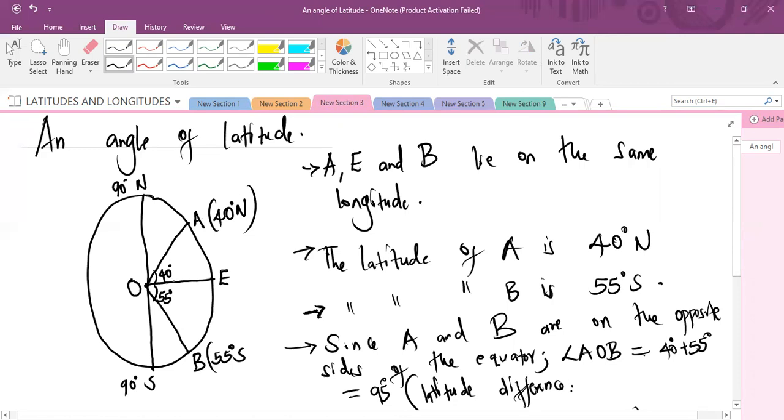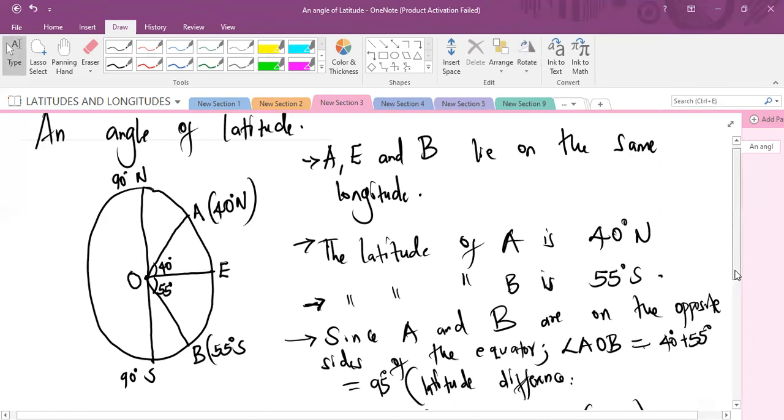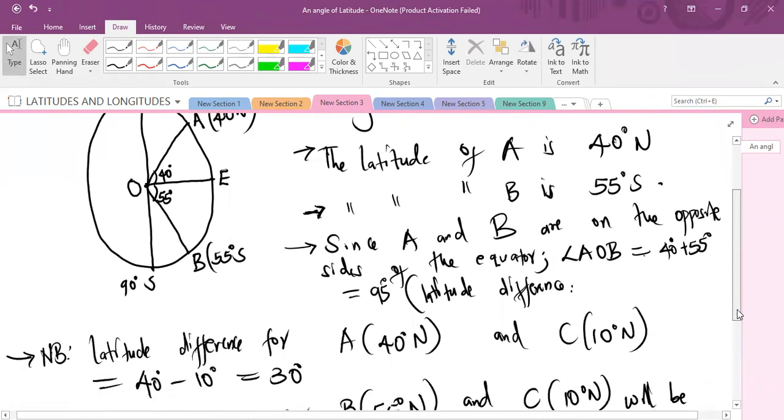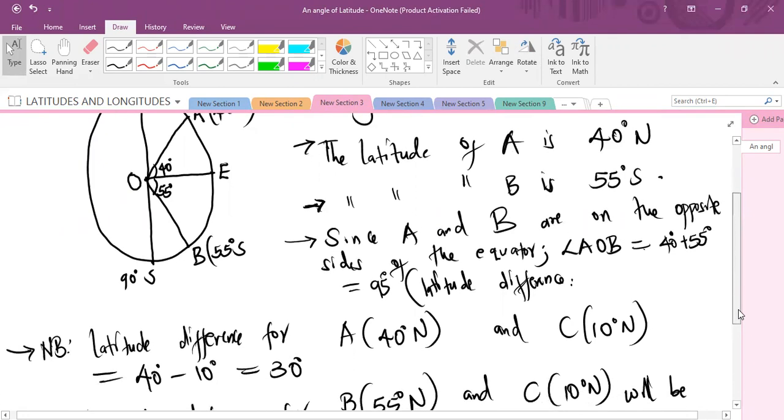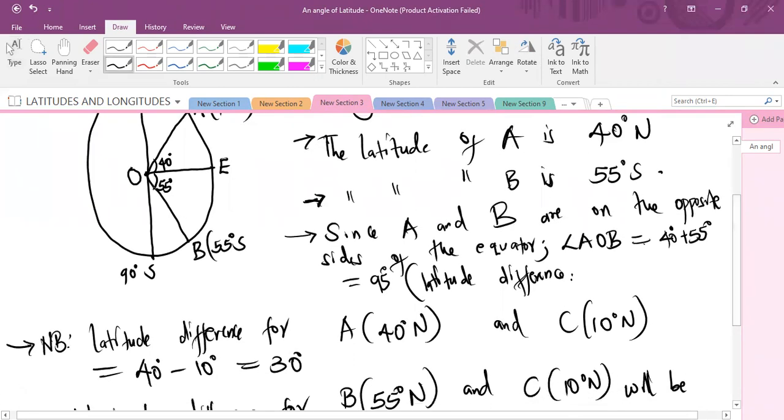So if you're getting the latitude difference of two points which are on opposite sides of the equator, one on the north, the other on the south, then we get the angle by adding them. Now, let's say we want to get the latitude difference for a point which is 40 degrees north and another one which is 10 degrees north. So let's say we have 40 degrees north, which is that one, and then we have another one over here, which is 10 degrees north.